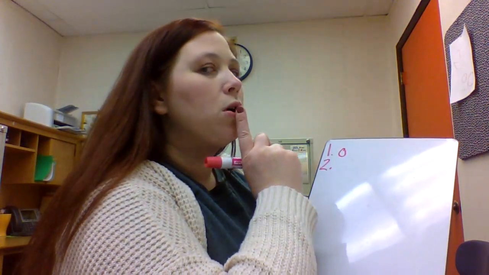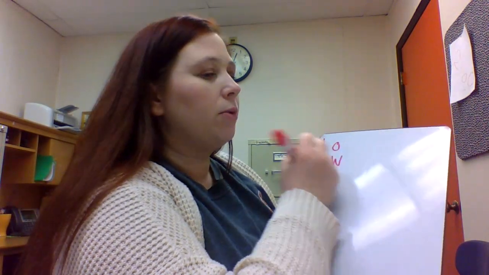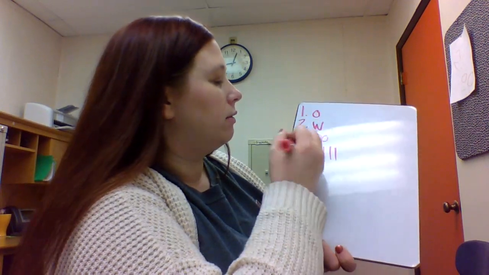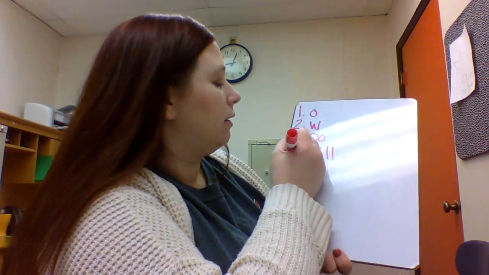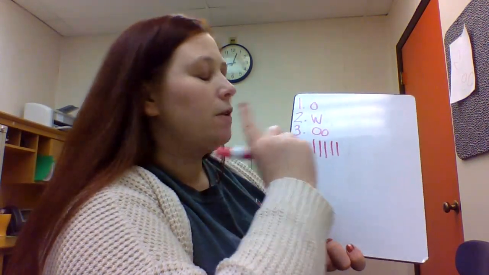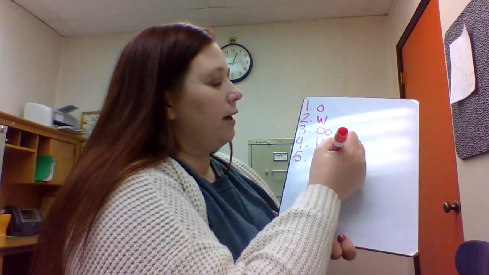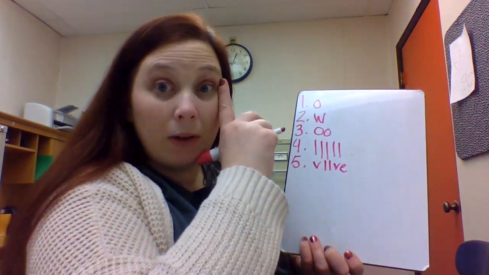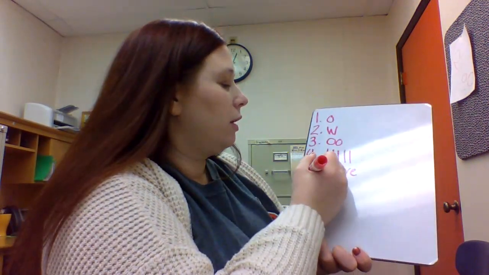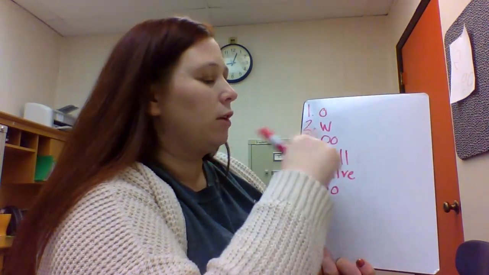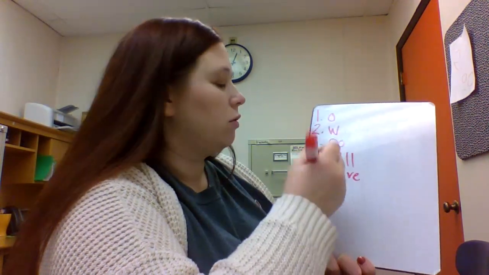Number two is W. Number three is oo, that's that O. Number four is ul, that's L, or as a final sound LL, which really when we write it just looks like a bunch of lines, doesn't it? Number five is v, which is V, or as a final sound VE, because we can't spell a word with V at the end only. Number six is oo again. One is like tooth, and the other is like hook.